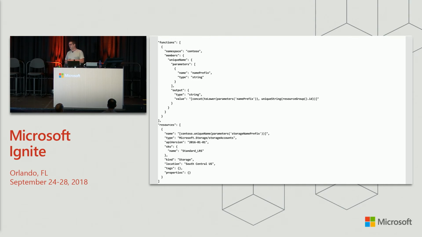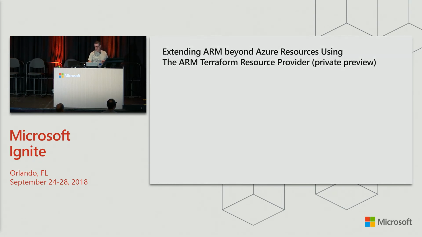And you can see in this instance, this function is taking a name prefix and generating a unique string and concatenating it to that prefix and returning it. And then down at the bottom, it's using that function to populate the name property of a storage resource. And you can see that it's using a namespace.function syntax. So here, contoso.uniquename. So that literally is everything about functions. As I say, we'd love your feedback about this feature and how it works for you.